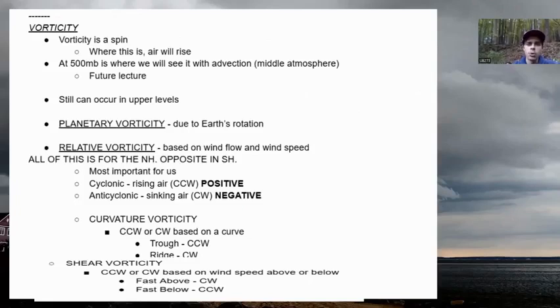And there's multiple different designations within that. So relative vorticity is based on wind flow and wind speed. All of what I'm about to say is only true for the northern hemisphere because that's what we're really studying in weather, but it would be reversed in the southern hemisphere, just to let you know. But we can have two types of this relative vorticity. We can have cyclonic or anticyclonic. Now, there's multiple names for the same thing as there sometimes is, but cyclonic is positive, anticyclonic is negative.